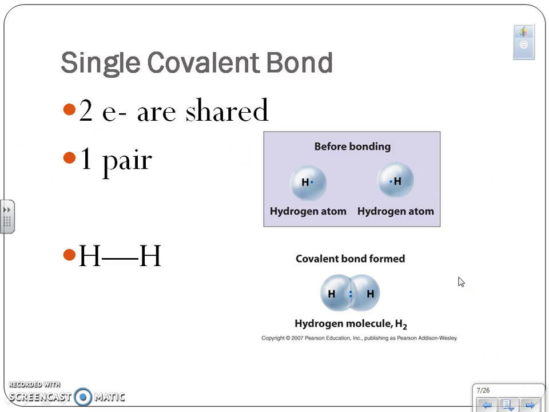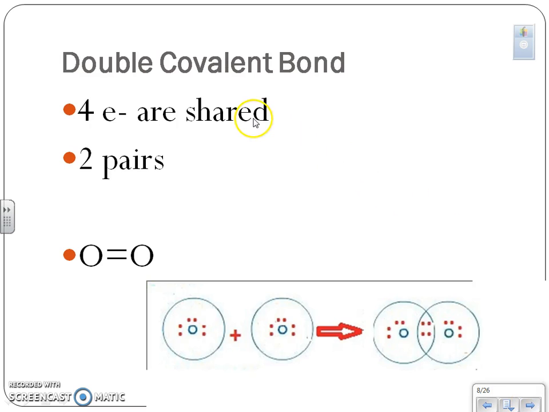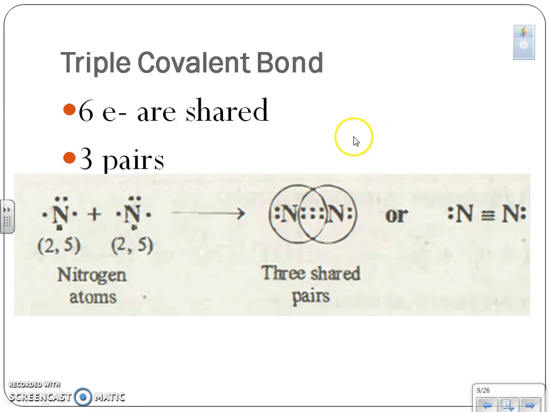There are 3 types of covalent bonds: single, double, and triple. A single has 2 electrons or 1 pair between 2 atoms. It's the simplest kind of covalent bond. A double covalent bond has 2 pairs or 4 electrons shared between 2 atoms, and a triple has 3 pairs or 6 electrons shared between 2 atoms.